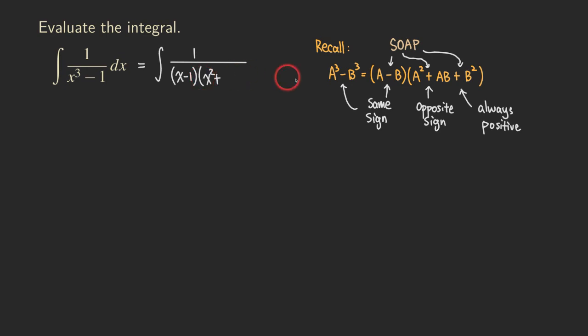Now plus, now what about the AB? The AB is really just multiplying the A and the B together, so x times 1, so you just get x. Then plus, now the B squared. B squared is what? Just 1 squared, so you just get the 1. And then so you get the dx right here.